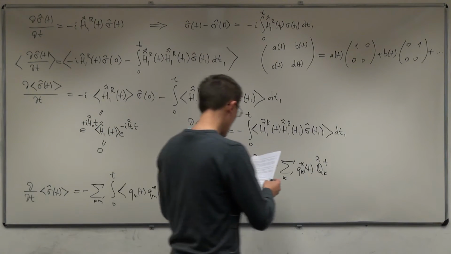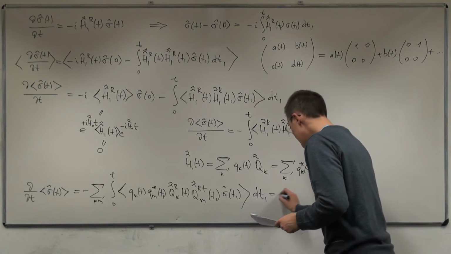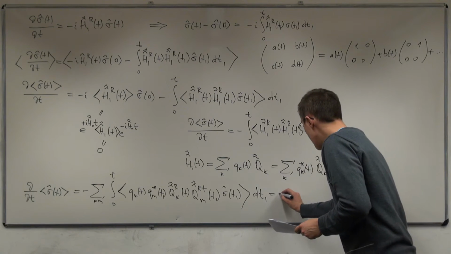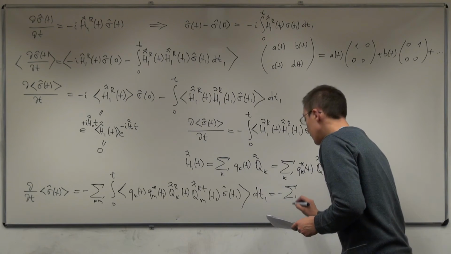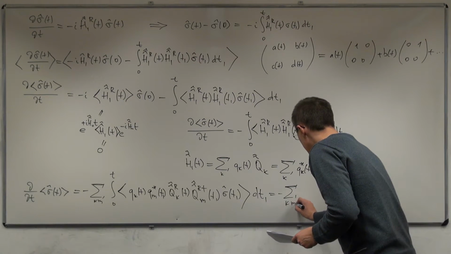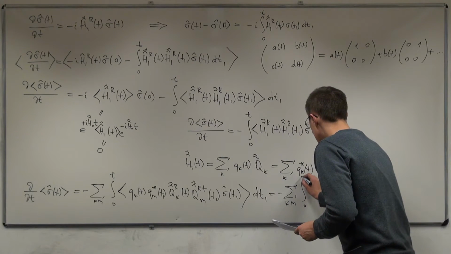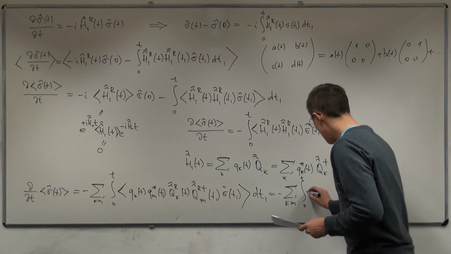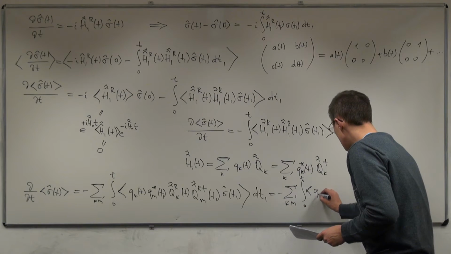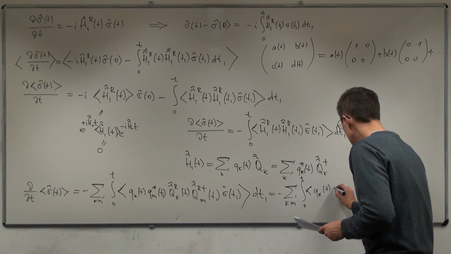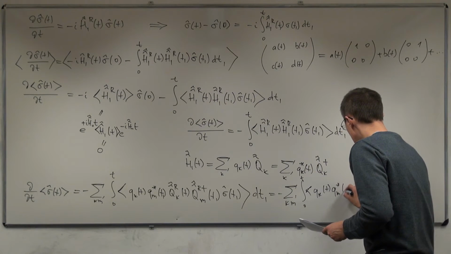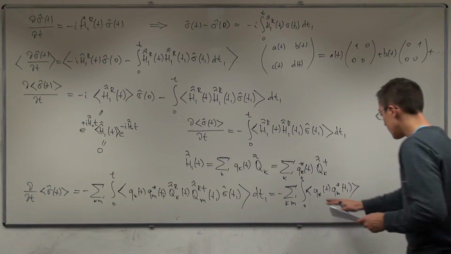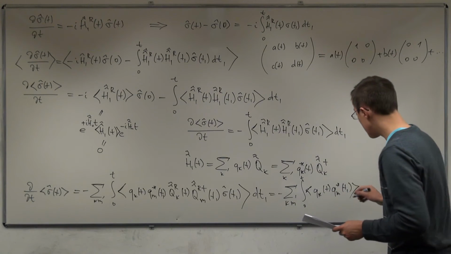And so what we are going to have, therefore, after we have made that assumption, is minus the sum over k, m, integral from 0 to t, ensemble average for q_k of t, q_m star of t1, ensemble average bracket.